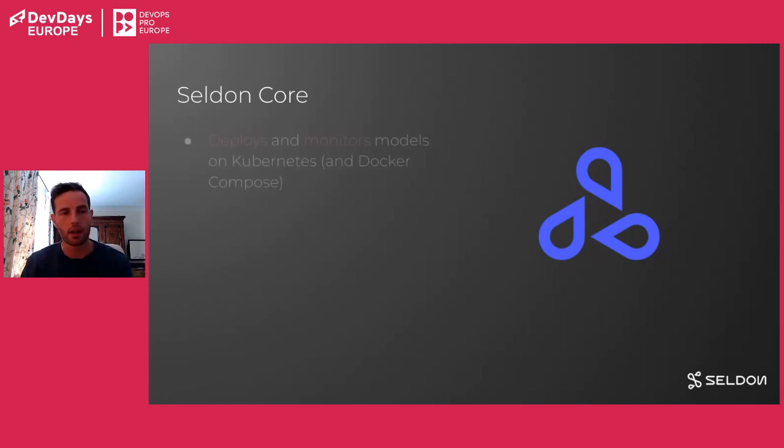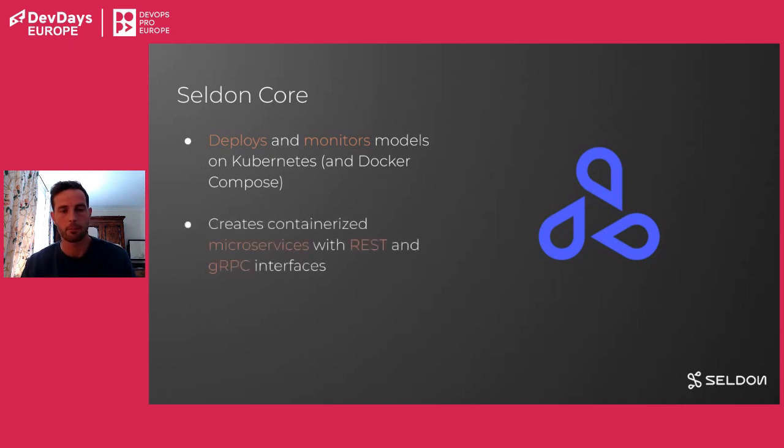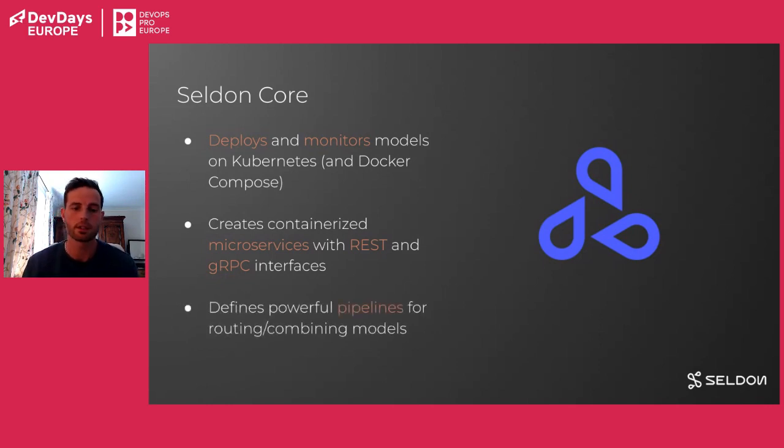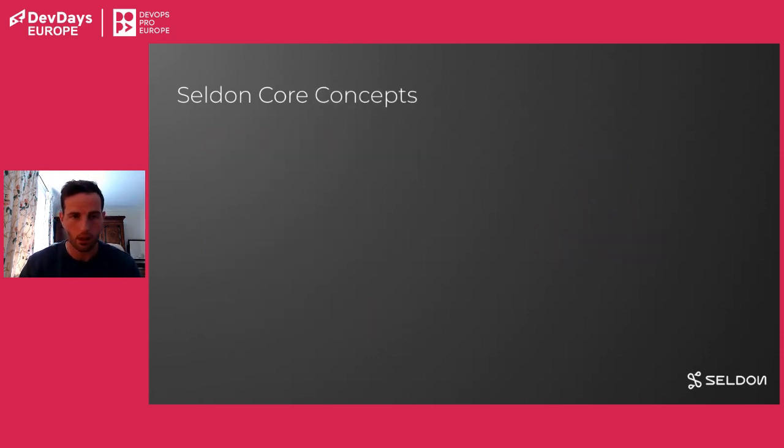So what is Seldon Core, right? As I mentioned, it deploys and monitors models on Kubernetes and Docker Compose. Another thing we did was make it a bit more infrastructure agnostic. At the moment it's Docker Compose and Kubernetes, but we may bring support for other things in the future. It creates these containerized microservices for your machine learning workloads with REST and gRPC interfaces, and then also defines powerful pipelines for routing and combining models and so on. There's a lot more it does, but I'm not here to promote the library. I'm here to show you some cool examples and teach you how to build ML systems.